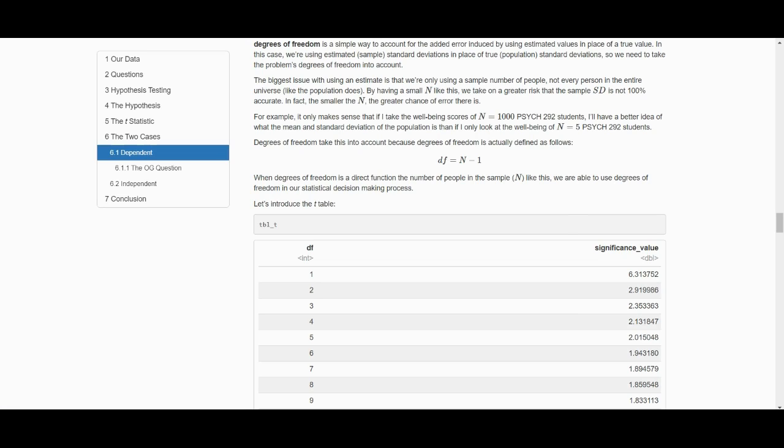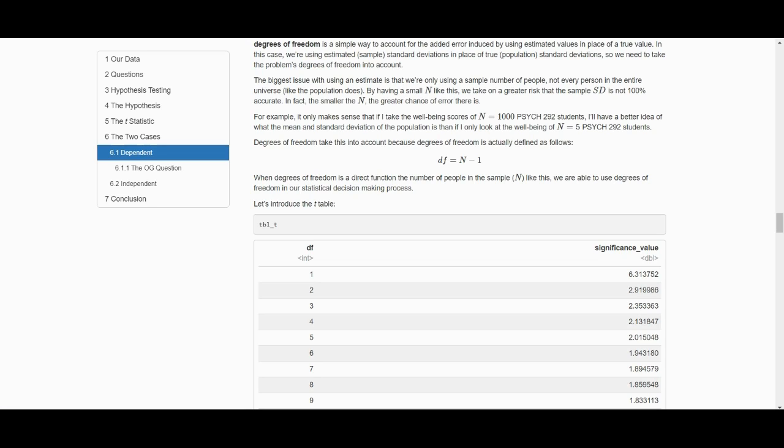The biggest issue with using an estimate is that we're only using a sample number of people, not every person in the entire universe, like the population does. By having a small n like this, we're taking on a greater risk that the sample standard deviation isn't 100% accurate. In fact, the smaller the n, the greater the chance of error. And this is kind of intuitive too, because if we took the well-being scores of 1,000 Psych 292 students, we'd have a better idea of what the mean and standard deviation of the population might look like than if I only looked at the well-being of 5 Psych 292 students.